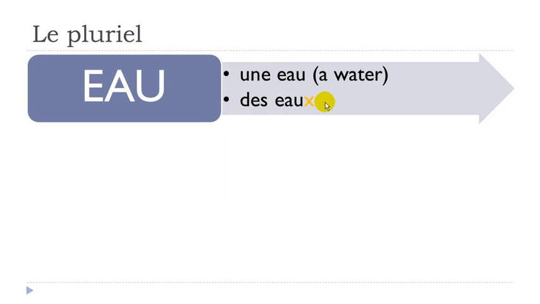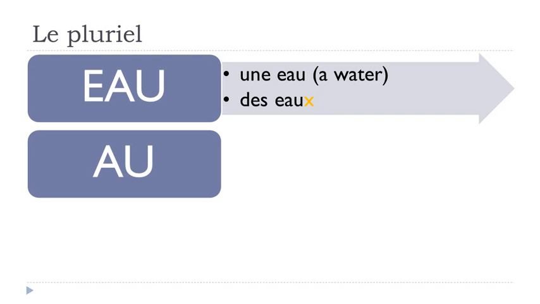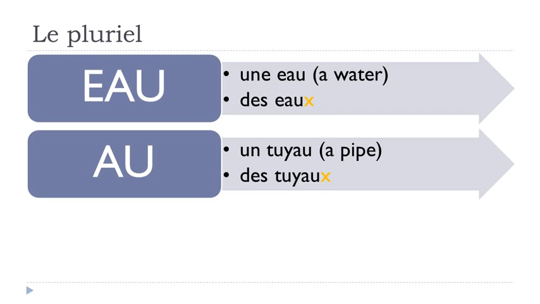Second group, words ending with a, u. Here is an example. Un tuyau. Same rule here. You won't add s at the end, but instead of s, you will put x. Des tuyaux. Same rule, you don't pronounce it. Un tuyau, des tuyaux. So the only difference will be with the article, because the word will be pronounced the same way.